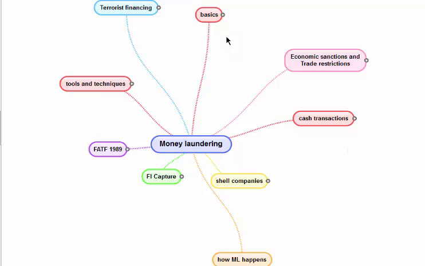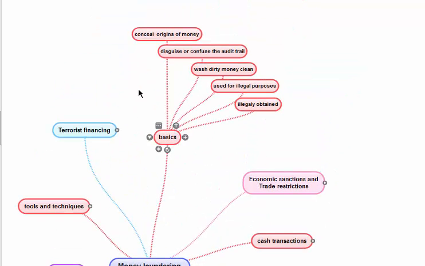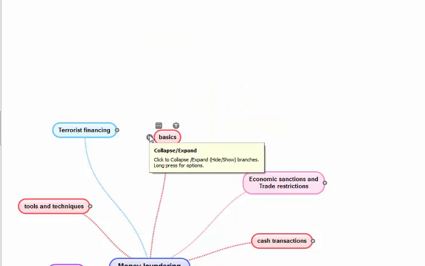First of all, let's look at the basics. What is money laundering? Money laundering is an attempt to conceal the origins of money, either because it is illegal by origin or used for illegal purposes. It is an attempt to disguise or confuse the audit trail as to where the funds came from and who is the ultimate beneficiary of those funds. It is washing the dirty money and making it clean and appear to be genuine earnings. It could be money used for illegal purposes, or it could be money obtained by legal means.